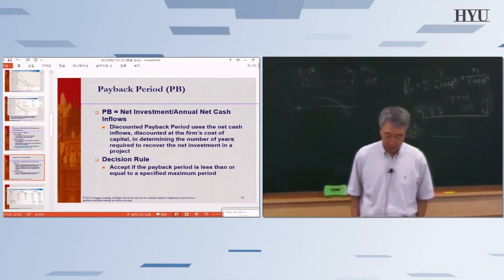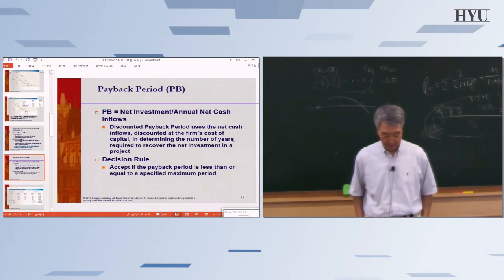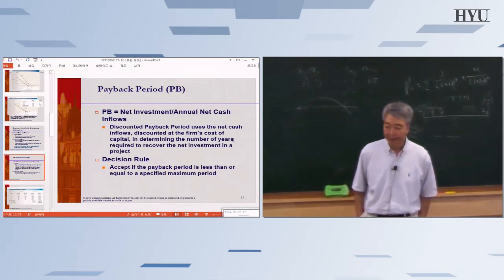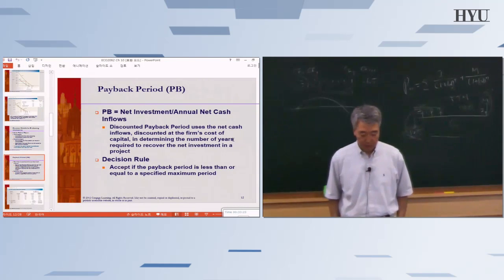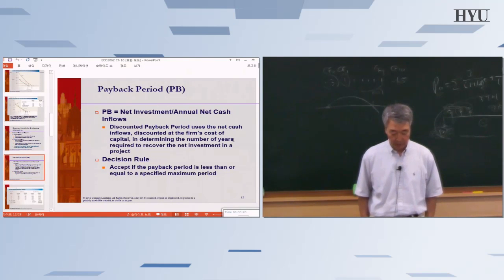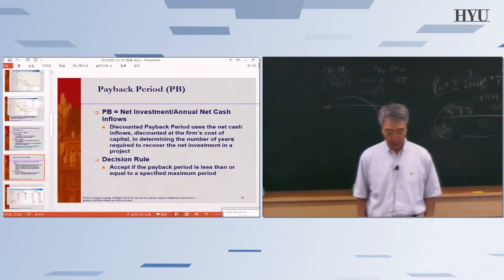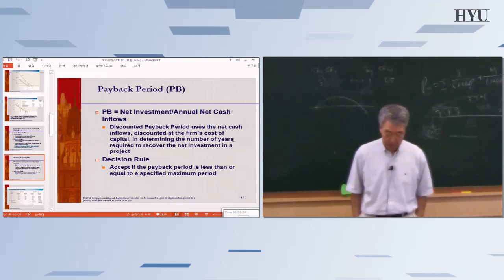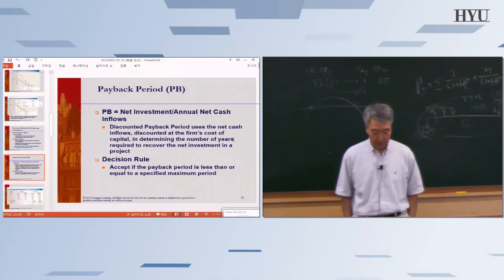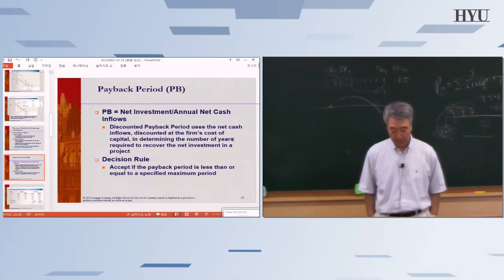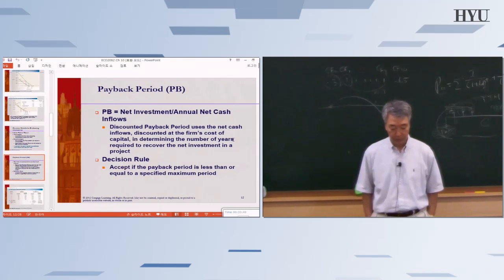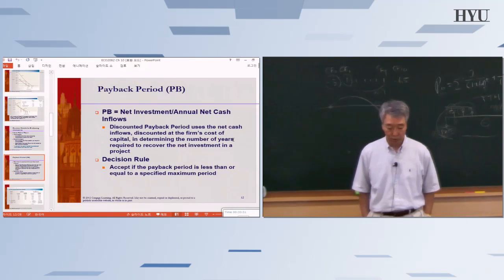There are 2 different approaches, discounted payback and non-discounted payback. But non-discounted payback certainly doesn't make any sense because it completely ignores the time value of money. So the discounted payback period uses the net cash inflows discounted at the firm's cost of capital to determine the number of years or months required to recover the net investment in a project. Okay? So once you determine the payback period, how do you use it? Well, if the payback period is less than or equal to a specified maximum period, then you should accept it.